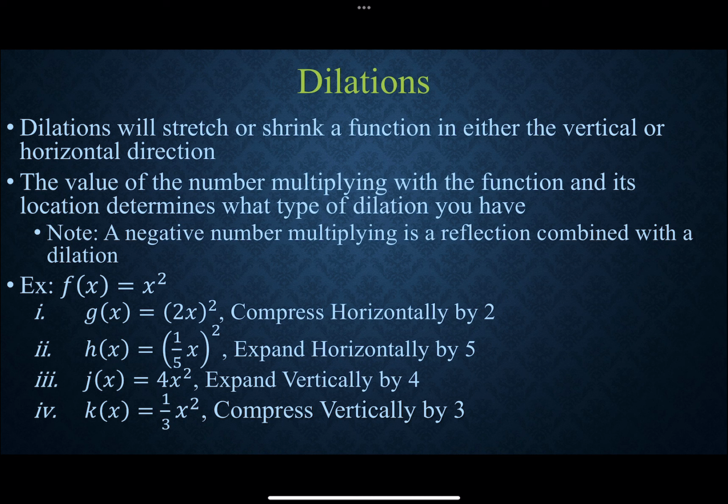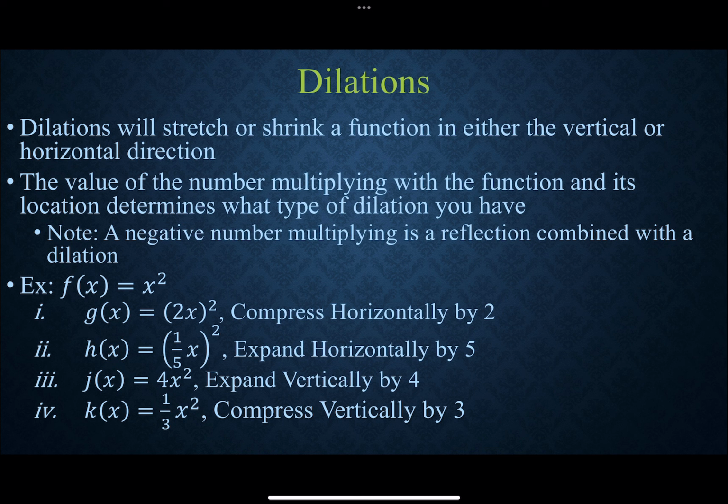Our final type of transformation is the idea of dilations. This is how much we are stretching or shrinking these functions, in either the vertical or horizontal direction. The more technical terms being compressing or expanding. The value of the number that's multiplying with the function and its location will determine the type of dilation. Please note though, if it's a negative number multiplying, the negative is talking about a reflection, and then the number itself is talking about the dilation. So they'd be two separate transformations.